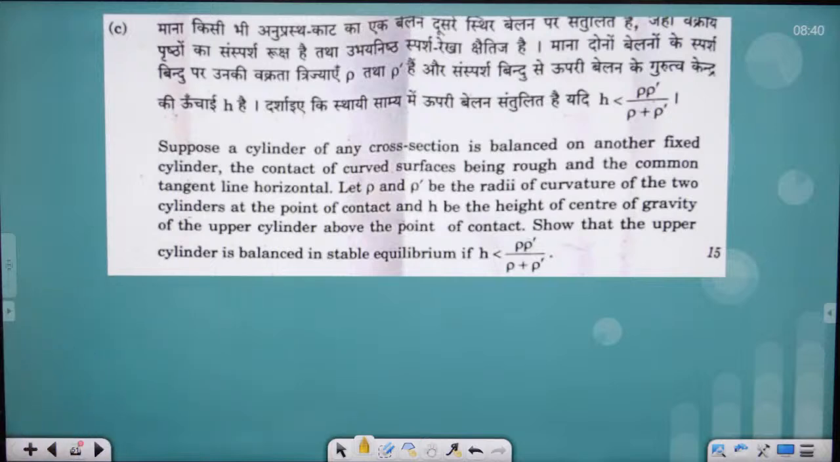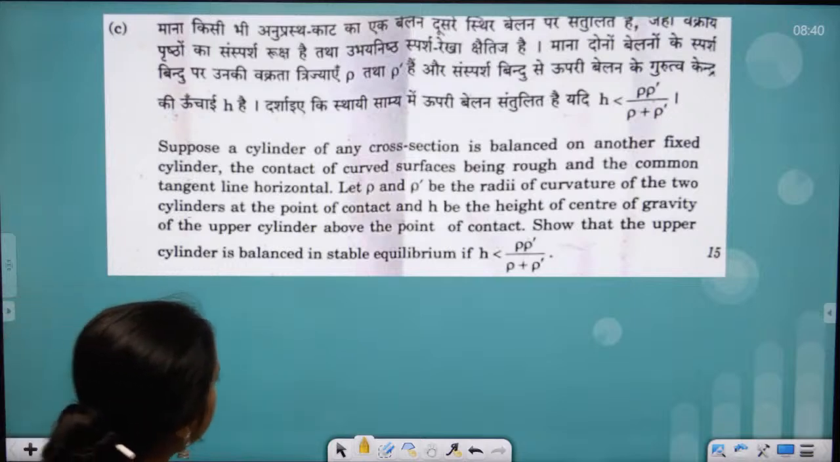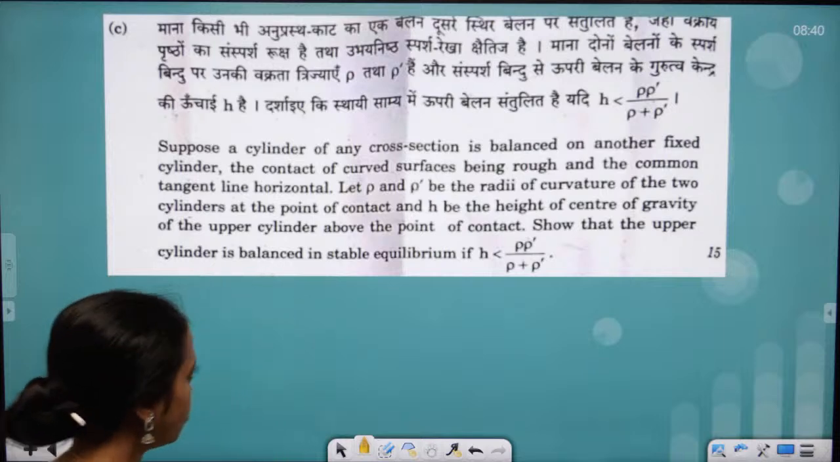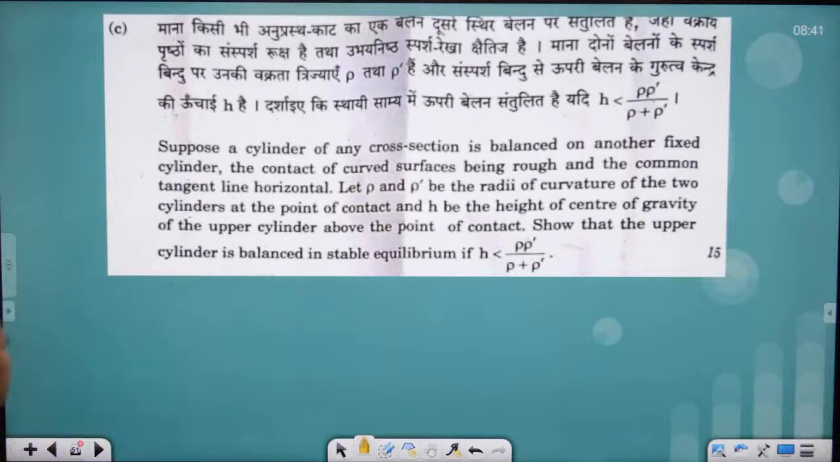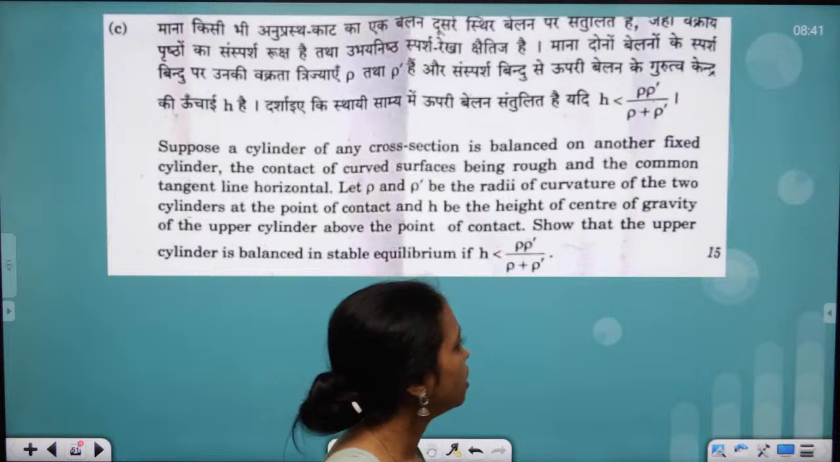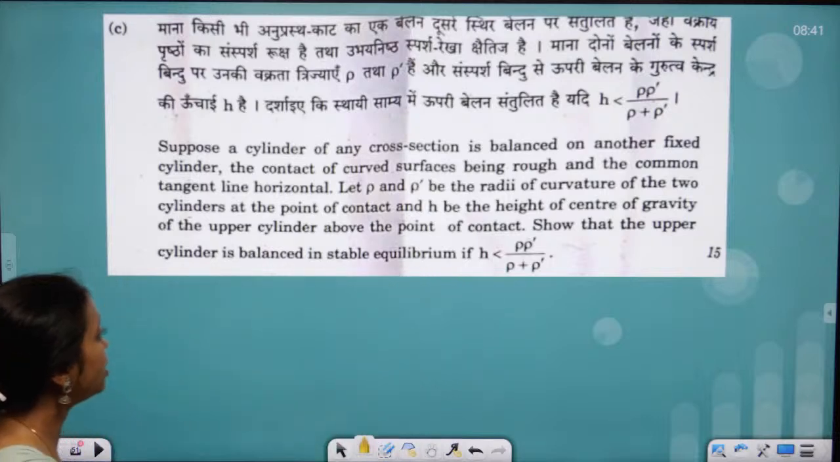A cylinder of circular cross section is balanced on another cylinder, the contact of the curved surfaces being rough, and the common tangent line. Okay, just a second. b and rho are the curvatures of the two cylinders, and h is the height of the center of gravity of the upper one above the point of contact. Show that the upper one is in equilibrium, stable and unstable equilibrium.